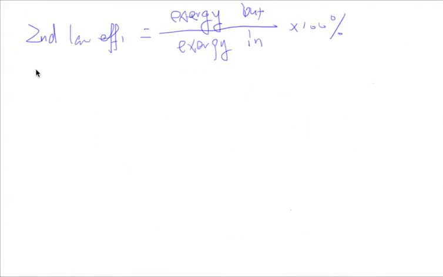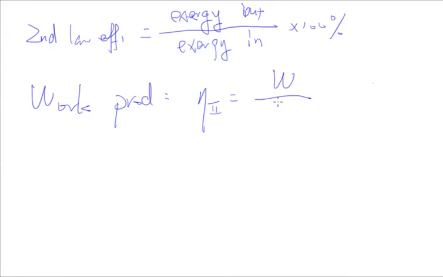For second law efficiency, basically the measurement changes to exergy. So for a work producing device, the second law efficiency is defined as the actual amount of work we can get from the system over the maximum amount of work, or the amount of work we can get from a reversible process.